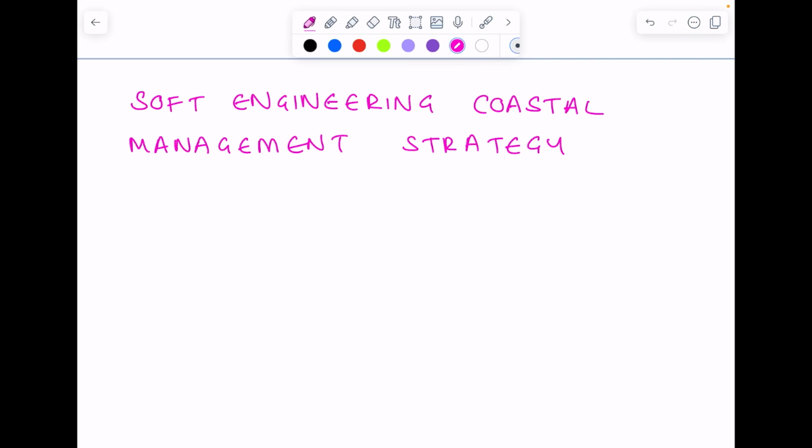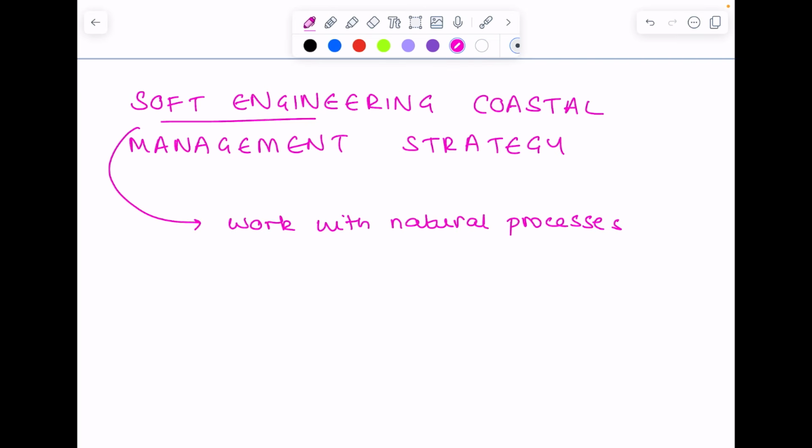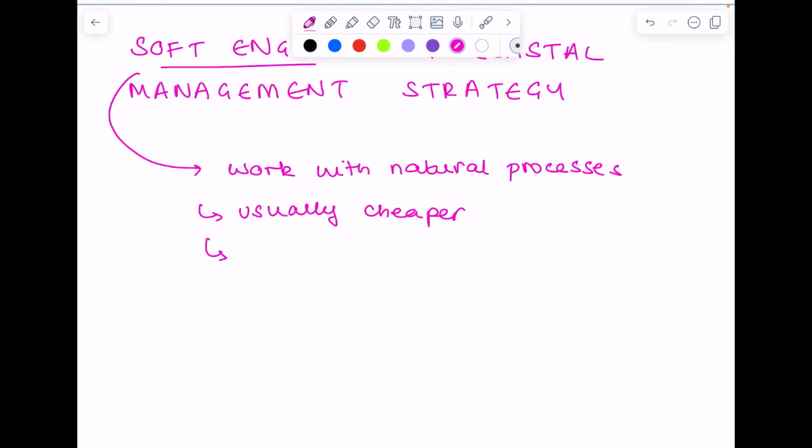Moving on to soft engineering coastal management strategies. So unlike hard engineering strategies, they work with natural processes. So if you remember sea walls, revetments, riprap, they absolutely do not work with natural processes. They work very much against them, whereas soft engineering strategies are the total opposite. And because of this, they're usually cheaper, and they look natural, but not as effective at preventing coastal erosion compared with hard engineering strategies.